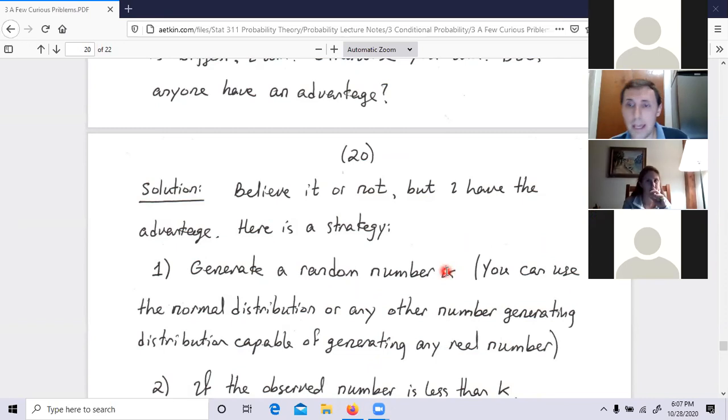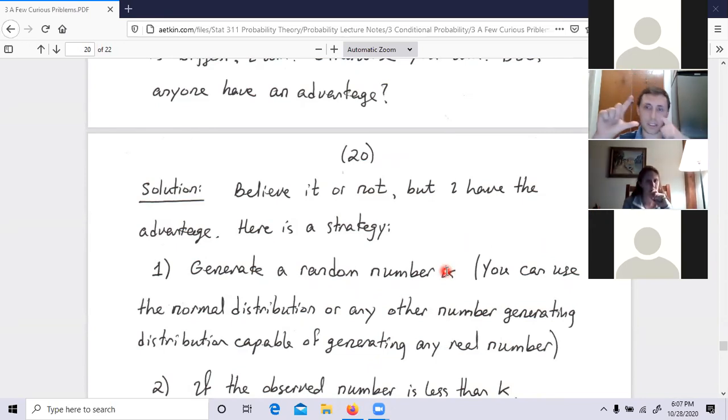If the number K is smaller than the number I observed, I will stick with my choice. I'll say the number I observed is the biggest. If the number K is bigger than the number I observed, I switch. You understand? So I use the number K as a substitute for the second number that I'm not seeing. Are you with me?